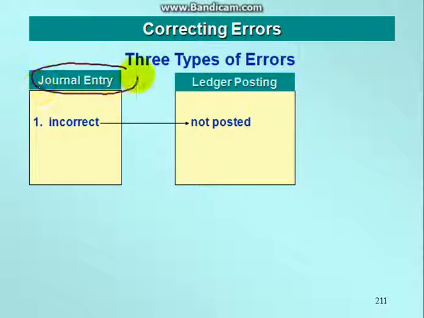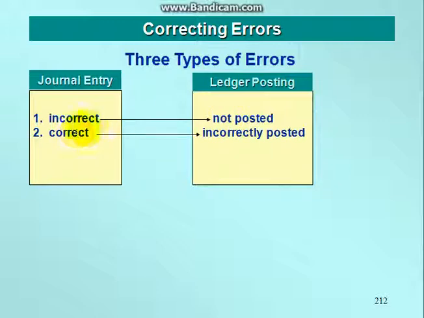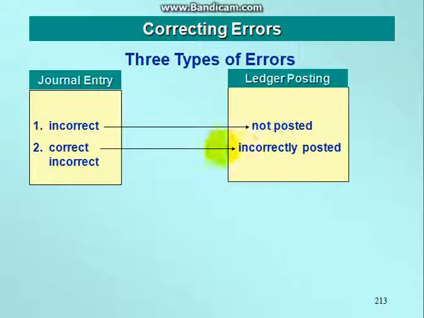There are three types of error. First is the journal entry, and second is the ledger posting. If the journal entry is incorrect, then there will be a wrong entry in the journal posting. Second, if the journal entry is correct, it may be incorrectly posted. So these are the correcting errors. We can correct the errors, but if the wrong journal entry is made, then the ledger posting becomes difficult.